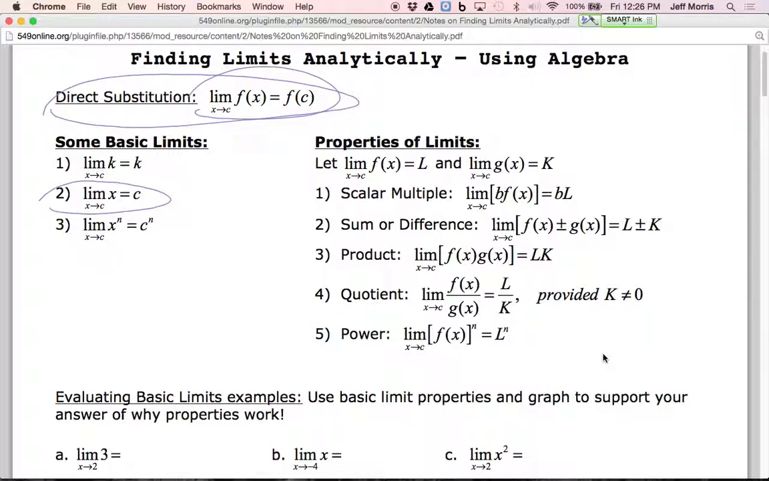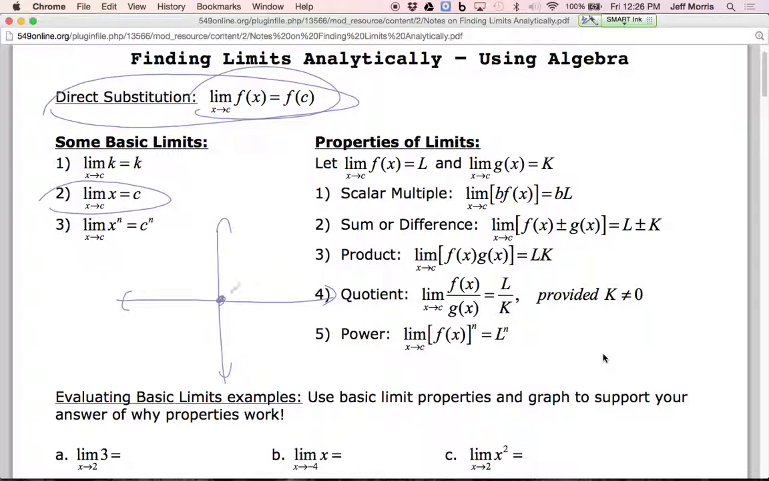All right, the third one represents, well, if I can do it with basic x, what if I do stuff to x? What if I start doing powers of x? Does it still work? The answer is yes, it still works. If I go limit as x approaches c of x to the n power, I'm just going to get c to the n power. I literally plug it in. A perfect example of that would be the parabola.